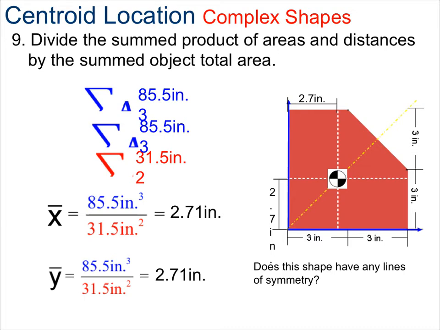Again, x bar and y bar should not always match up. It just depends on the type of complex shape that's given to you. Now, the reason why these two values match up is because there is a line of symmetry that's been drawn in for you, and you can see here that it cuts this into 2 symmetric parts.